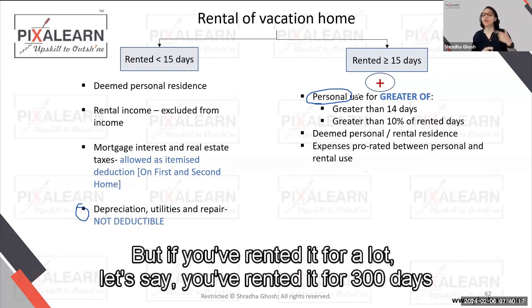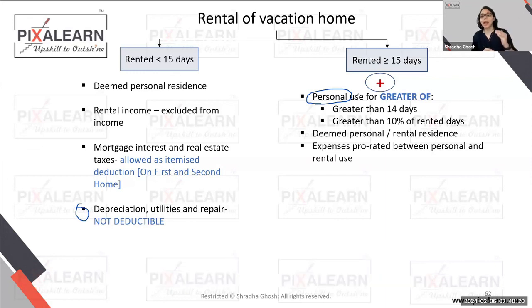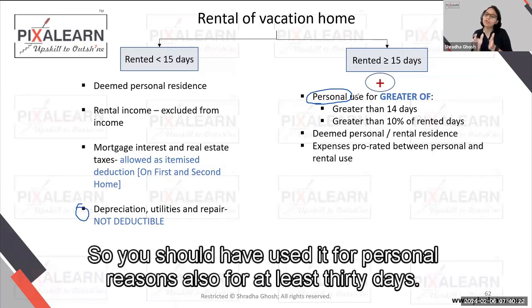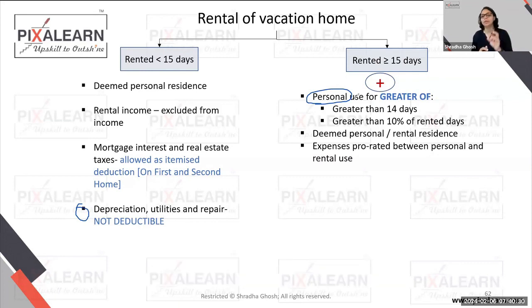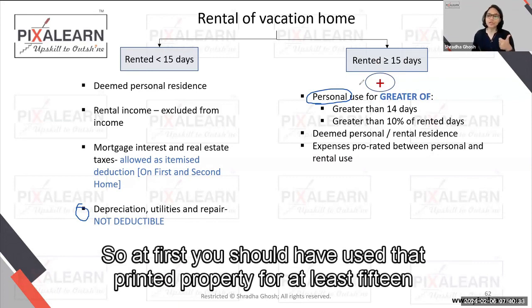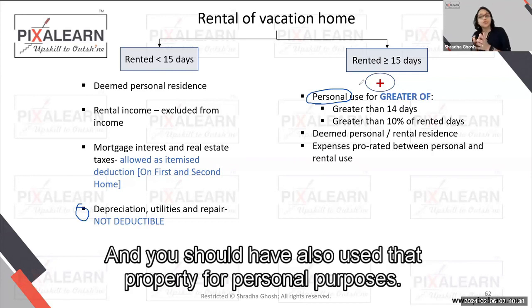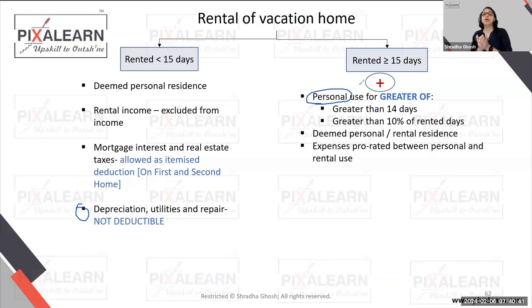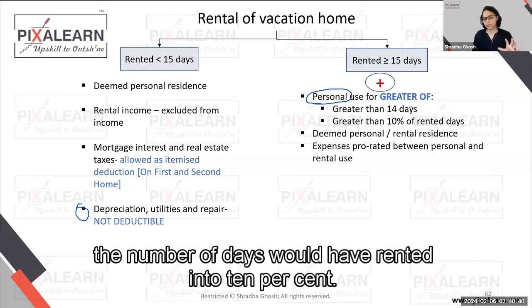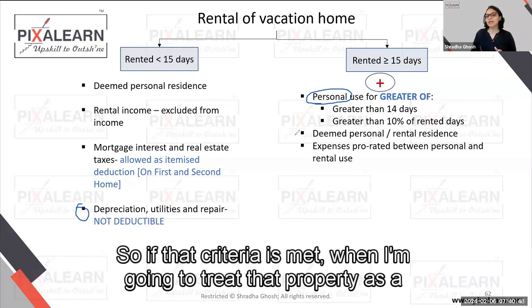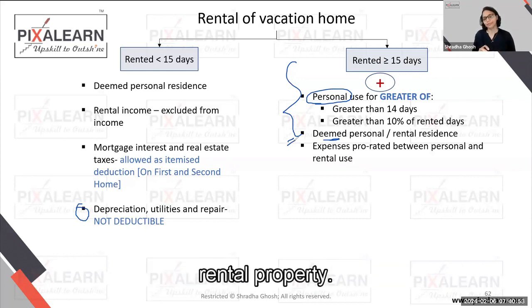But if you've rented it for a lot, let's say you've rented it for 300 days, you should have used it for personal reasons also for at least 30 days. If you've not done it, you're not going to treat that property as a personal-cum-rental property. So first, you should have rented that property for at least 15 days. And you should have also used that property for your personal purposes for a greater of 14 days or the number of days that you've rented times 10%. So if that criteria is met, then I'm going to treat that property as a deemed personal rental property.